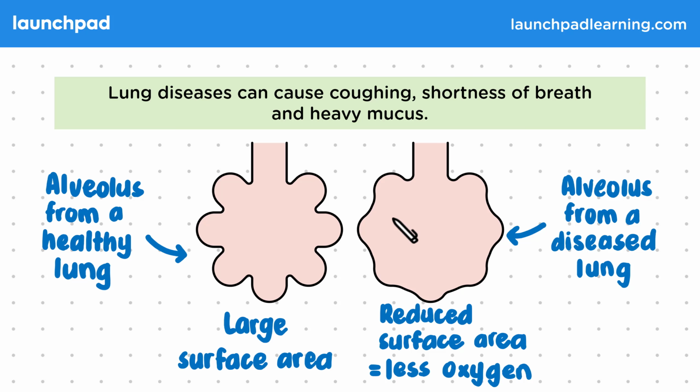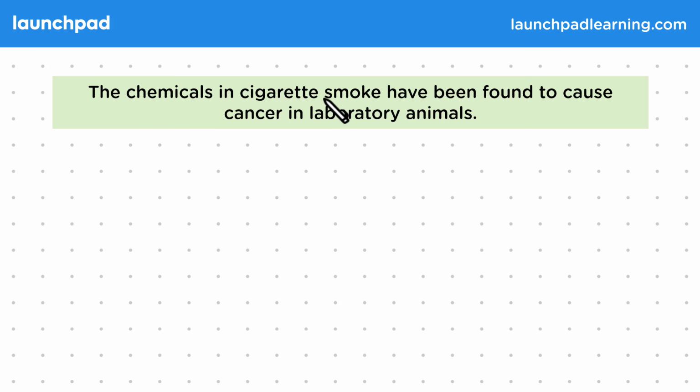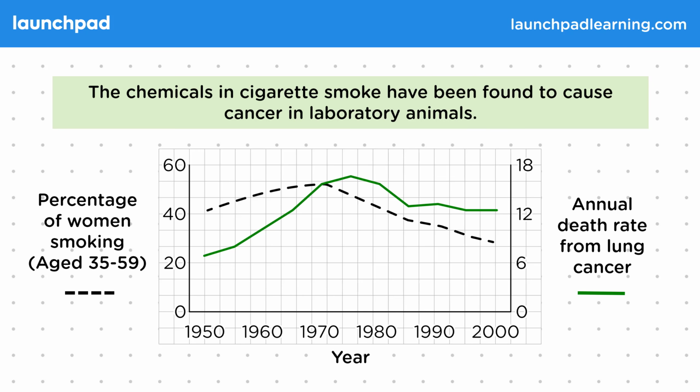How do we know that smoking is linked to lung disease? The chemicals in cigarette smoke have been found to cause cancer in laboratory animals. On this graph, you can see that as the percentage of women smoking increases, so does the annual death rate from lung cancer. After around 1970, the percentage of women smoking decreases, and so does the annual death rate from lung cancer. This graph shows a correlation between the percentage of women smoking and the annual death rate from lung cancer. Further research is needed to show causation.